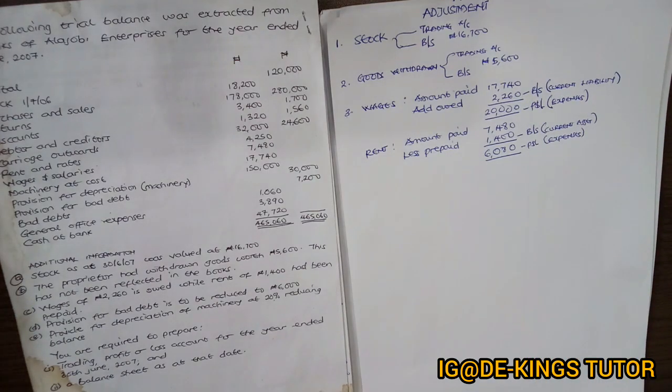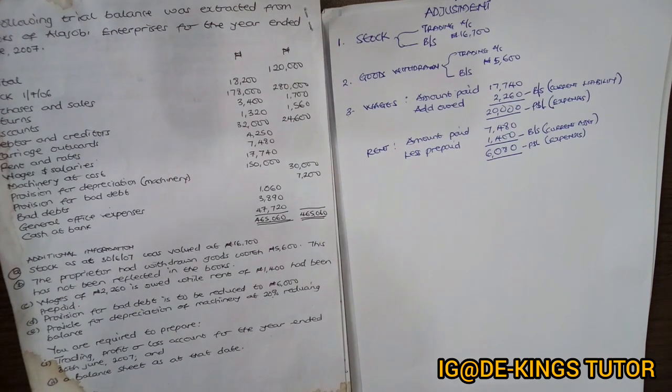Okay, so that is the rent. The next one will go to provision for bad debt, which is to be reduced to 6,000. Now they say we should reduce provision for bad debts to what? 6,000. Now they've already given us a way in which we should reduce it. So what do we do in this regard?